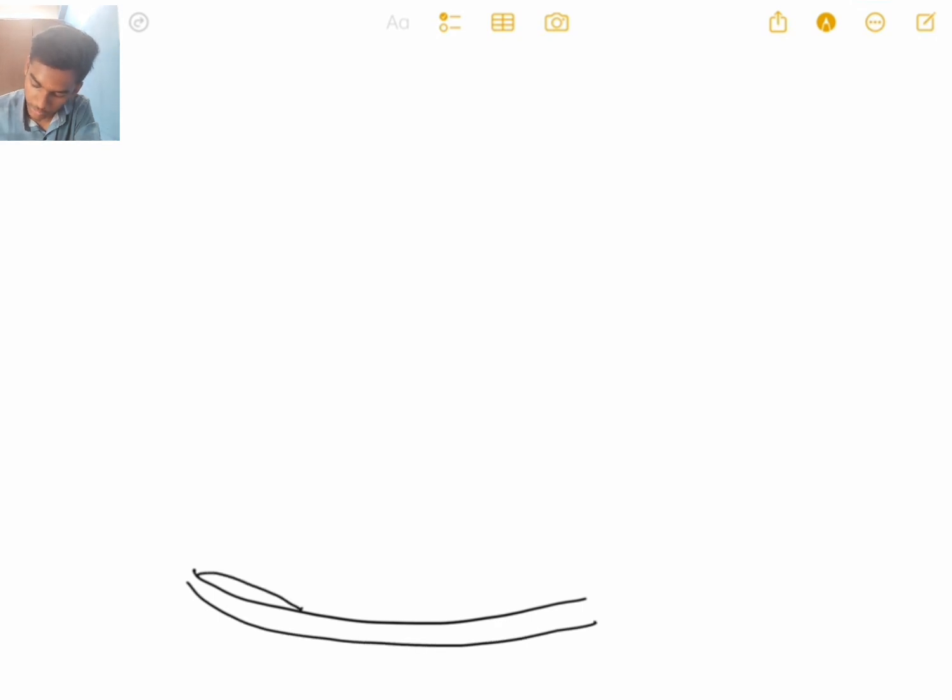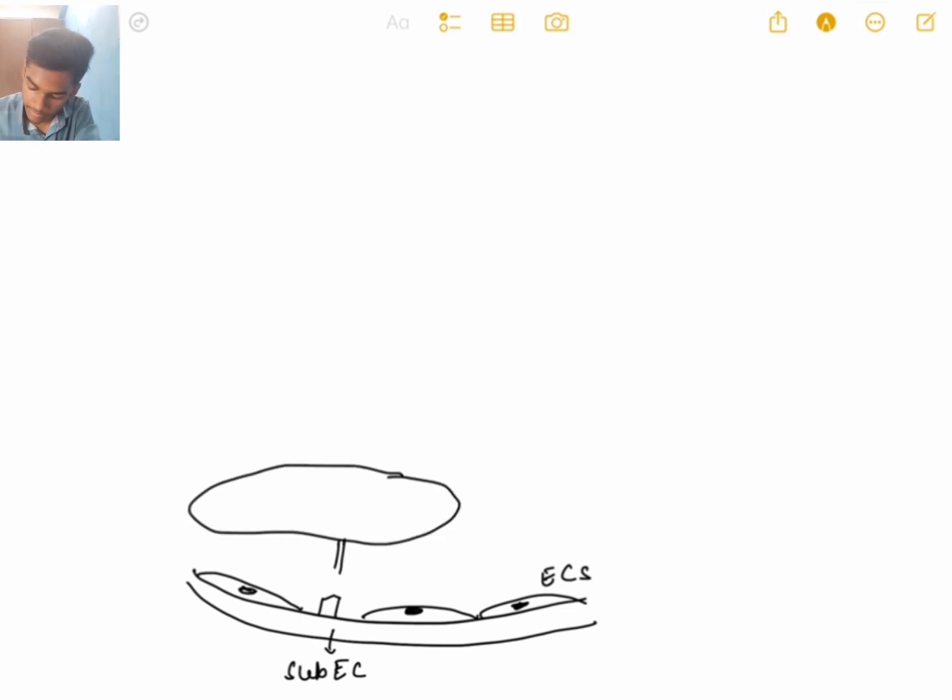See, these are endothelial cells. And this is subendothelial collagen. Due to the injury to the endothelial cells, there is exposure of subendothelial collagen and von Willebrand factor. There is a circulating platelet. It has a GP1B receptor which will bind to this von Willebrand factor.